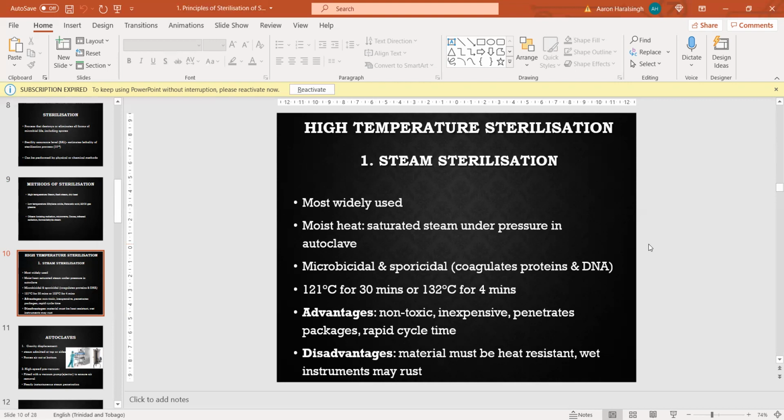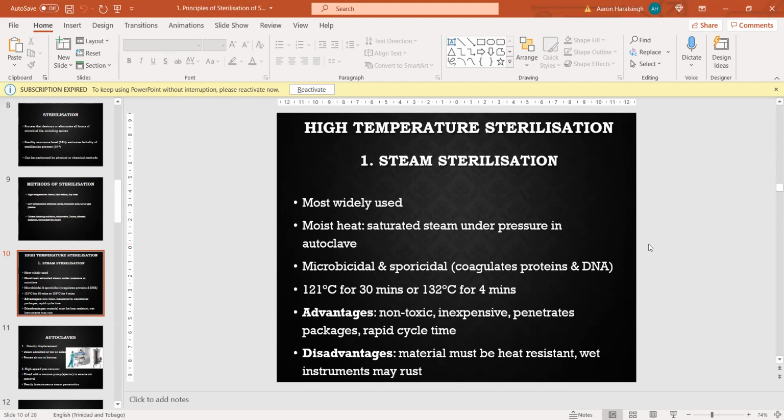The flash steam sterilization is very often used in the operating theater itself. For example, if a critical instrument falls on the floor and it needs to be re-sterilized because it's the only instrument available, then you can put it in the flash steam sterilizer in that autoclave at 132 degrees for 4 minutes, and it will serve to sterilize the instrument.